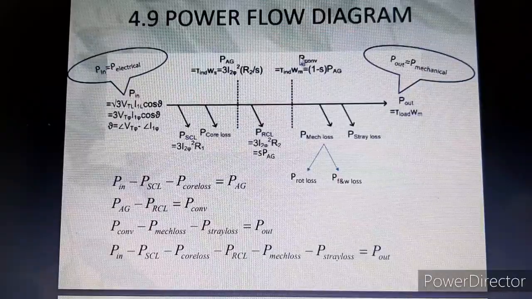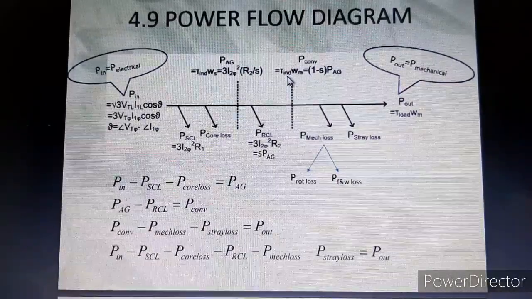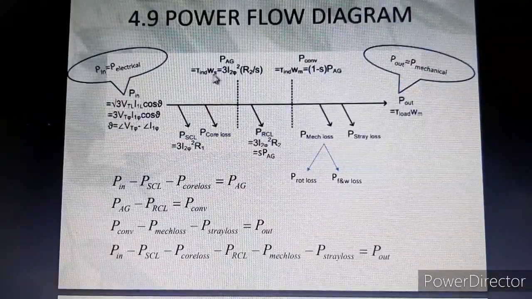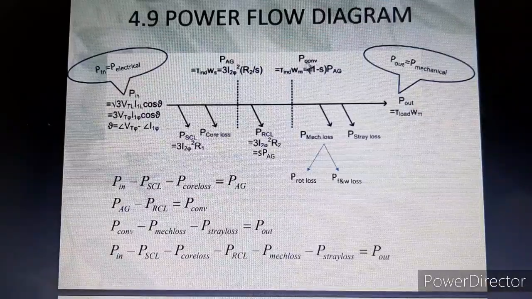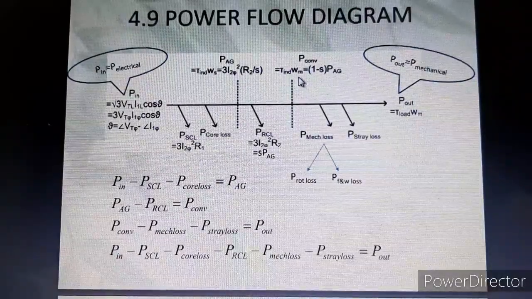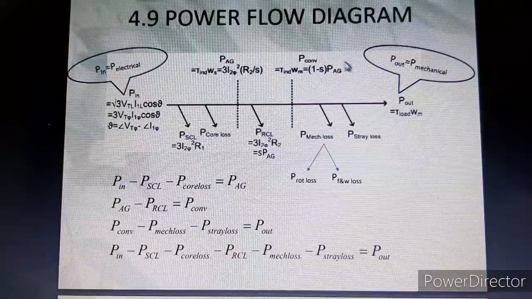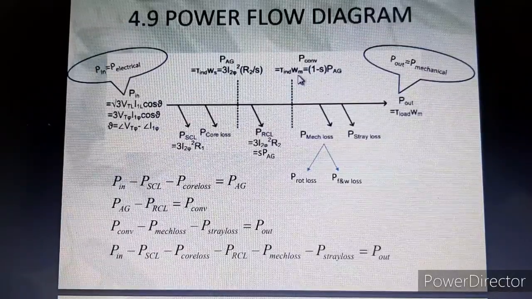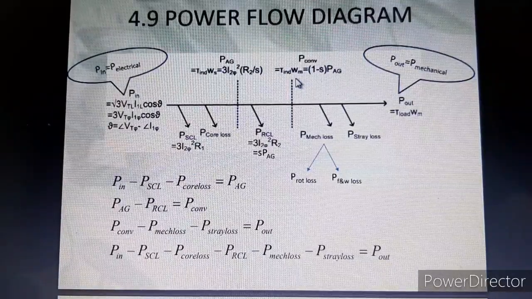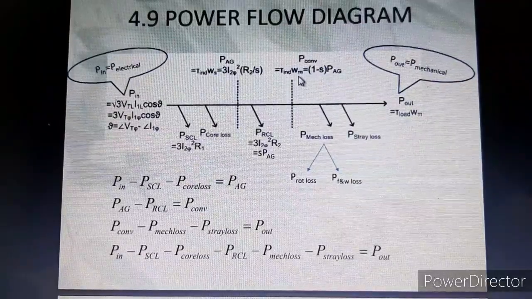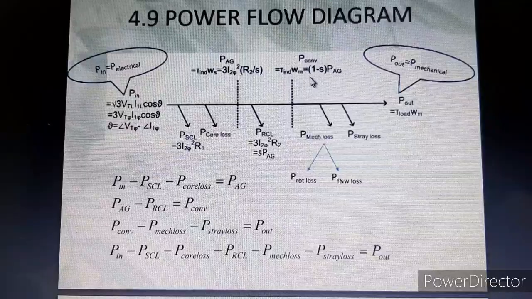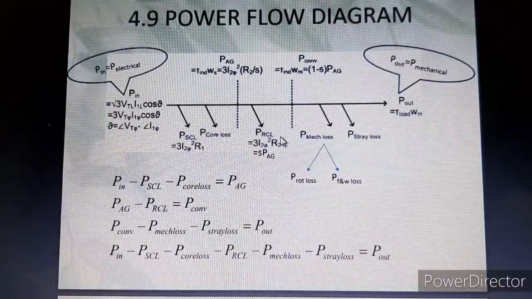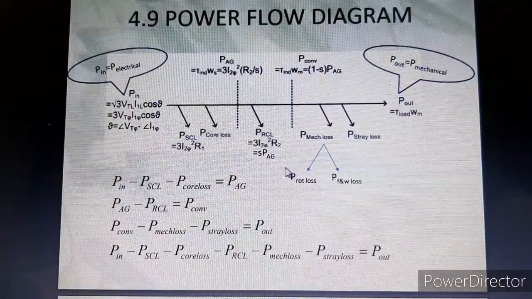And then P converted is equal to induced torque also, but not times omega S. Converted power equals induced torque times omega M. Why? Because we have moved towards the output part, so the rotating part is the rotor, no longer the magnetic field, so we use omega M. Another formula for converted power is 1 minus S times P air gap. And then PRCL has another formula, S times P air gap.